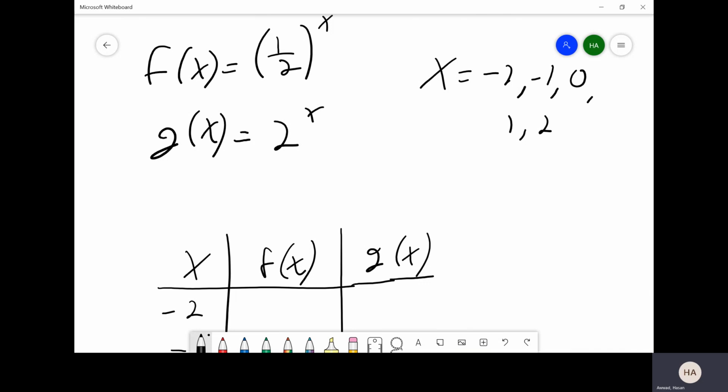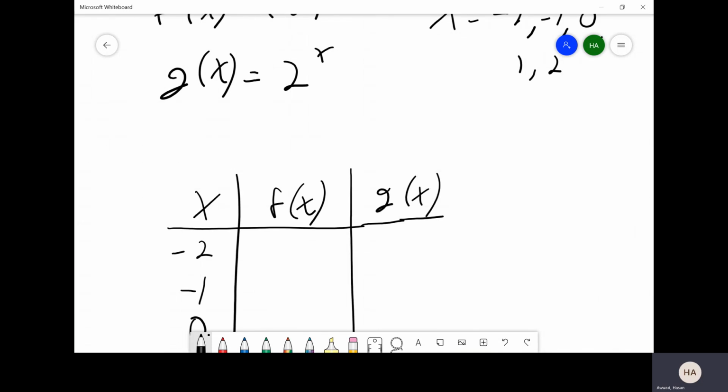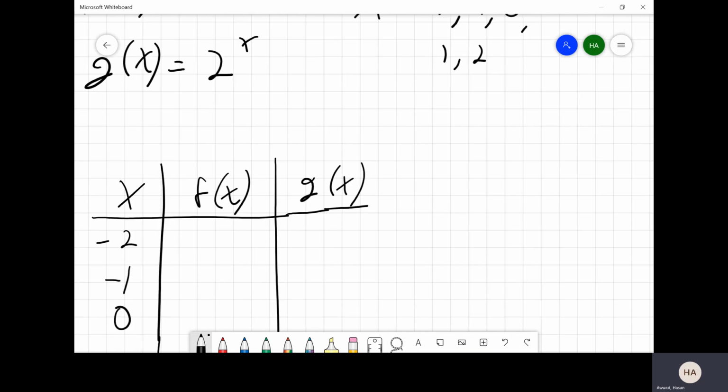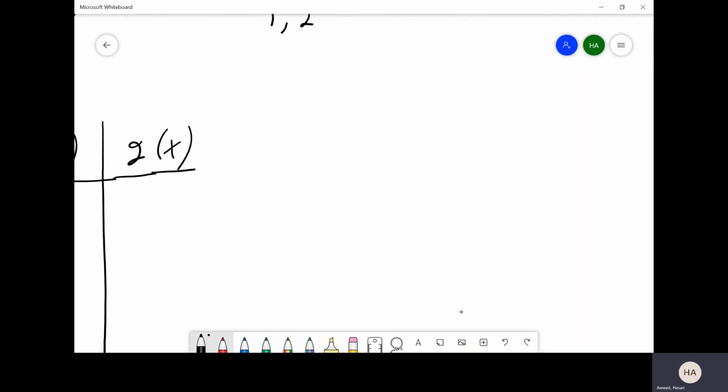Okay, so again, we're taking -2 and plugging that in as our input. Our input is x, and we know that our x is -2. So we're plugging -2 into f, which means if we have f of -2, that means we have 1/2 to the -2 power. Well, deal with the negative first, just like I did earlier.